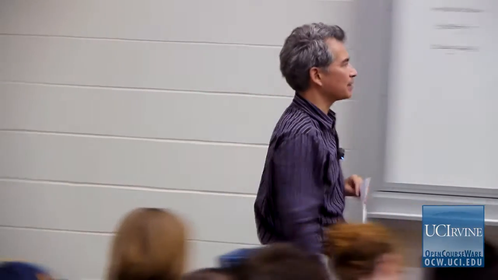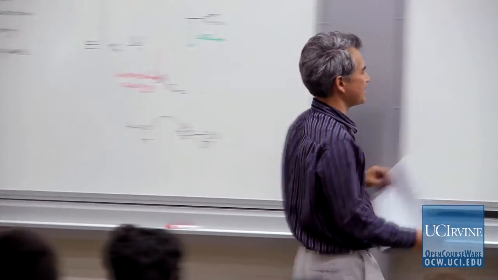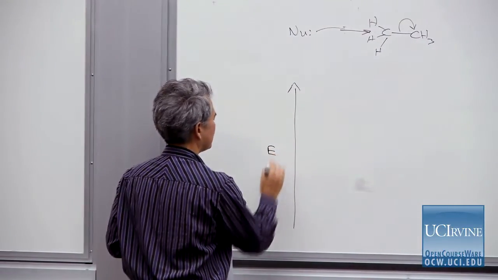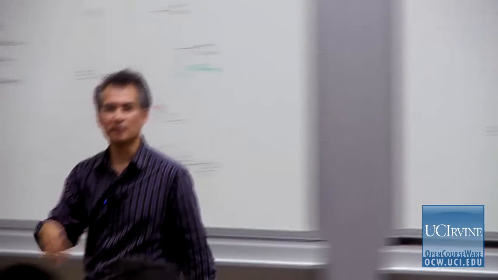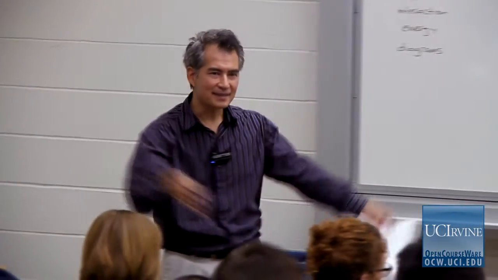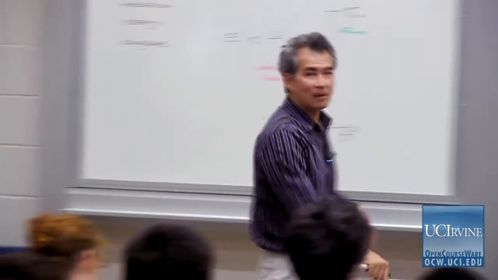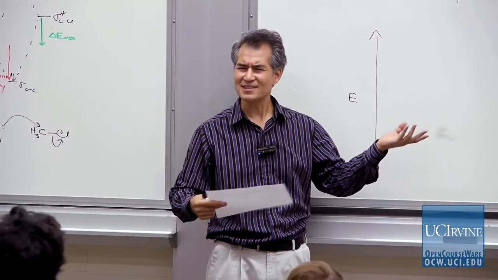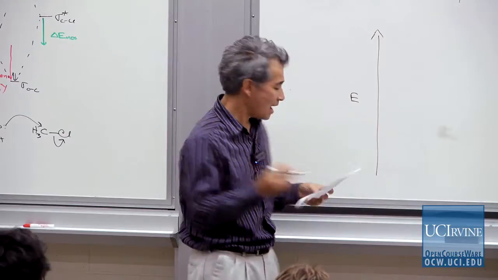Let's think about this for a moment. Imagine a nucleophile attacking ethane in order to pop out some sort of a leaving group. How many of you like this arrow pushing? Probably very few. Well, the arrow pushing itself is fine, but as a reaction, that doesn't look very plausible to you. And why is that?